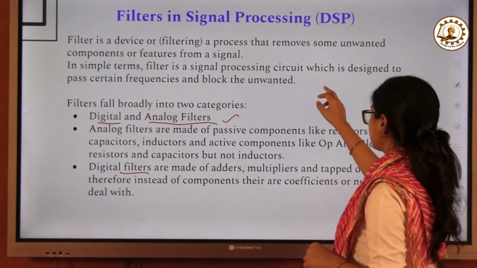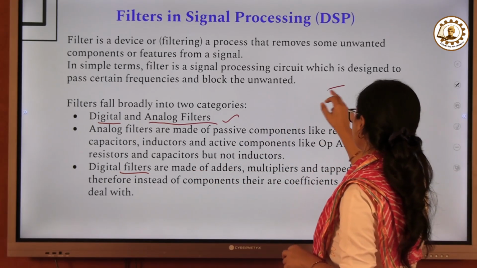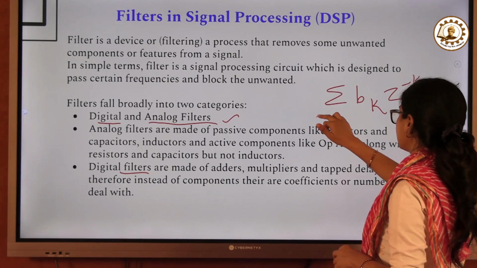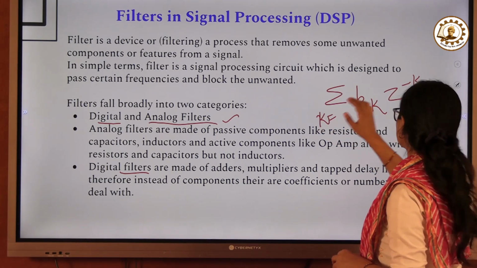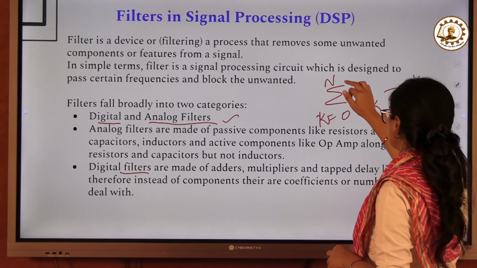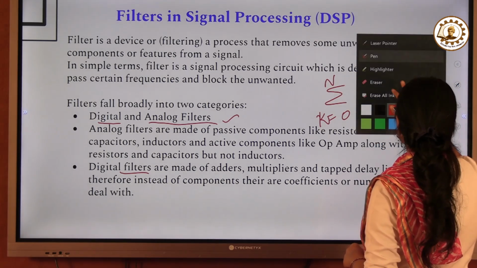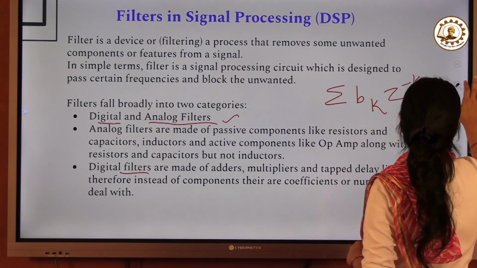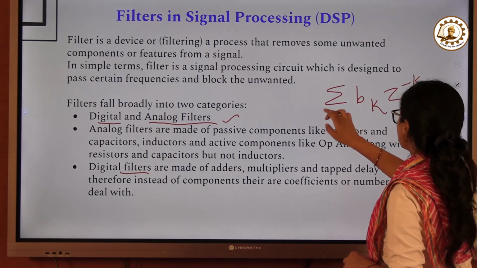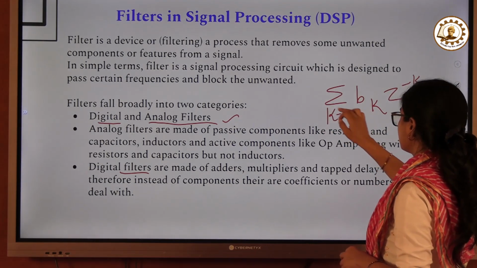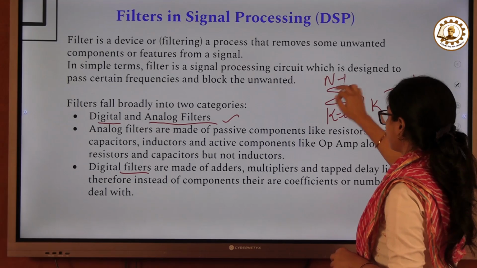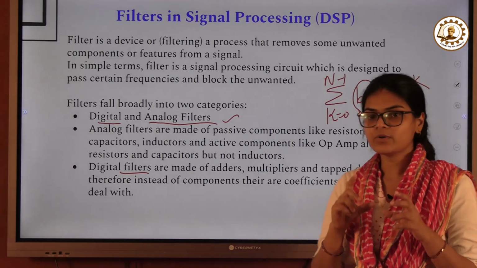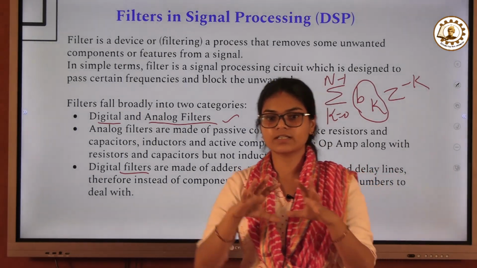Now this is the general equation. If you write the general equation for a digital filter, it is somewhat like this: d_k z to the power minus k, where k goes from 0 to, say, n minus 1. So these are the coefficients of this digital filter. When you change the values of these coefficients, the digital filter will change.